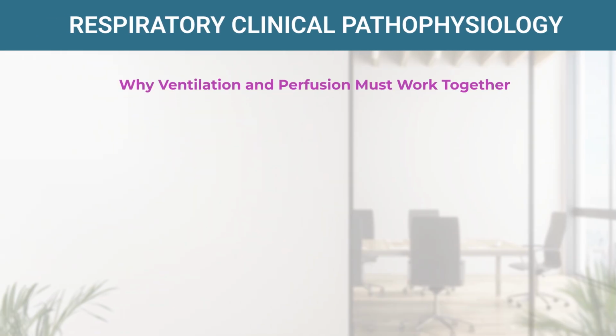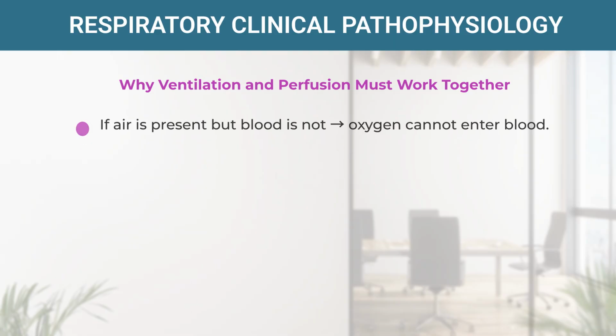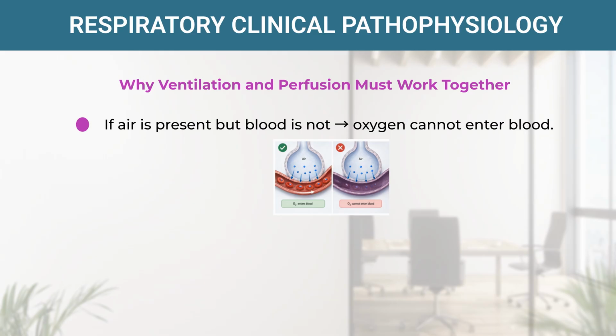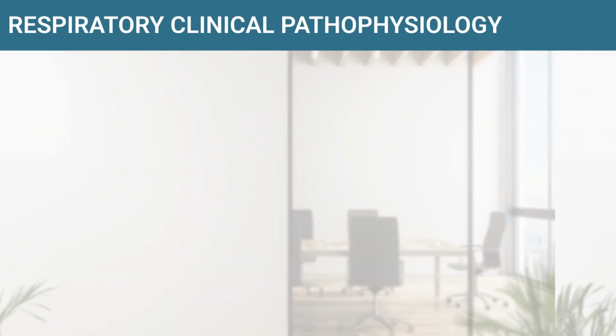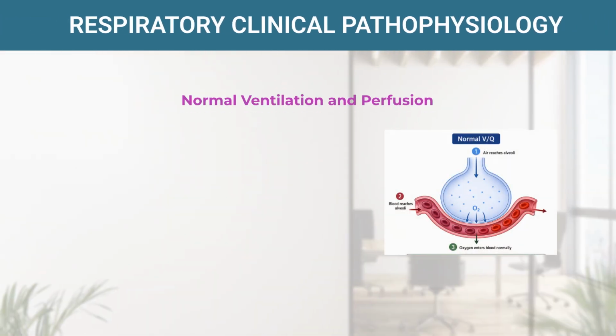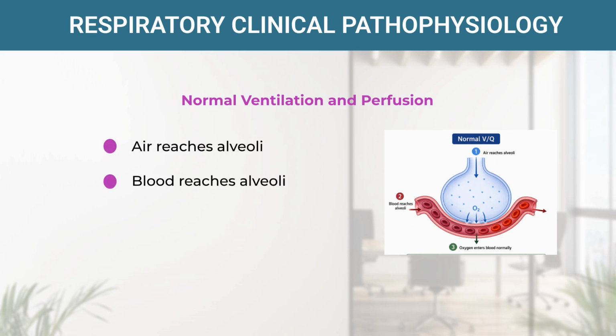Now, let's match ventilation and perfusion together. Ventilation, V, and perfusion, Q, must be matched. If air is present but blood is not, oxygen cannot enter blood. And if blood is present but air is not, oxygen cannot enter blood. In normal ventilation and perfusion, air reaches alveoli. Blood reaches alveoli. Oxygen enters blood normally.